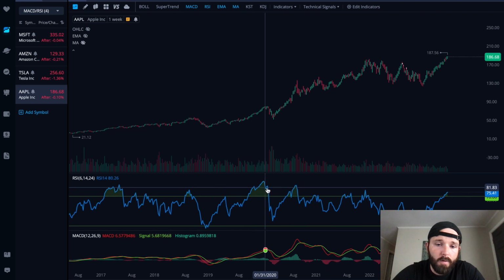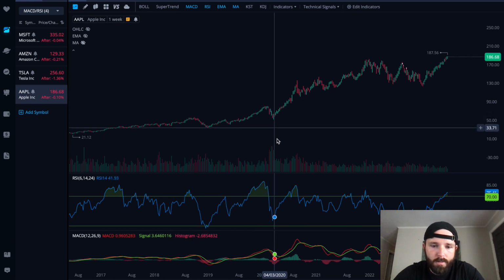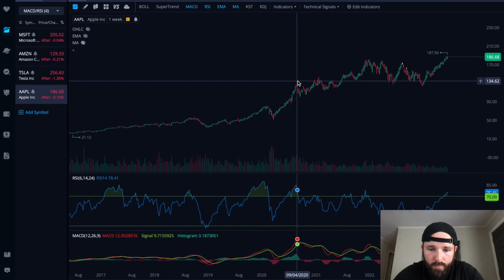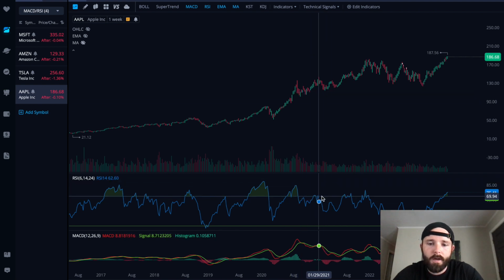So as we're in this overbought territory here in 2020 on Apple, we then sold off. And so again, we were overbought here at the beginning of, still late 2020, and we sold off. And you can see throughout here, anytime the RSI breaks above the 70, it's a good opportunity to short.